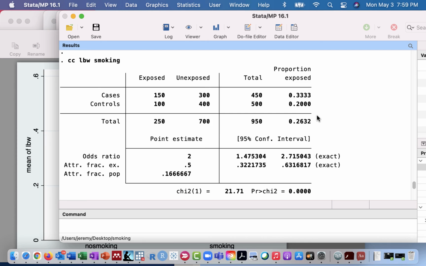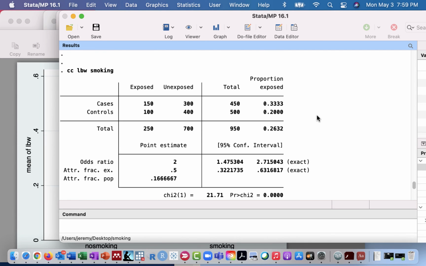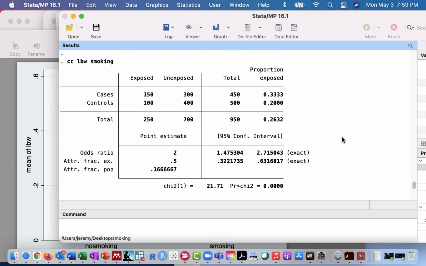And now this is a little more formal analysis where we do CC, that's the case control study. So exposed, unexposed, that's smoking, non-smoking. Exposed, mother smoked. Unexposed, mother did not smoke. So the exposure is whether or not the mother smoked during pregnancy. Cases are cases of low birth weight. Controls are normal birth weight.